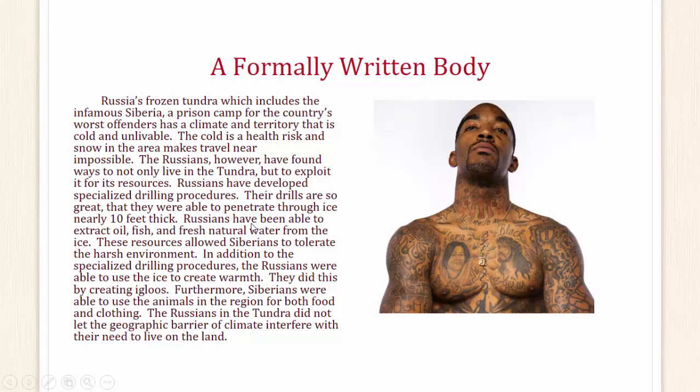Now, Russians have been able to extract oil, fish, and fresh water from the ice. These resources allowed Siberians to tolerate the harsh environment. In addition to the specialized drilling procedures, the Russians were able to use the ice to create warmth. They did this by creating igloos. Furthermore, Siberians are able to use the animals in the region for both food and clothing. Look, I don't know what I'm saying, but I said it, and at the end I link it up with the Russians in the tundra did not let the geographic barrier of climate interfere with their need to live on the land.